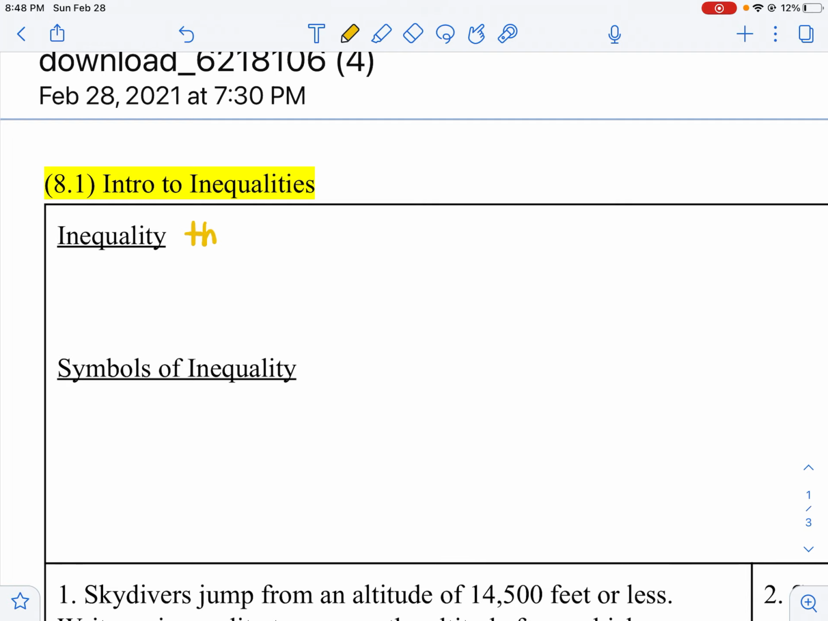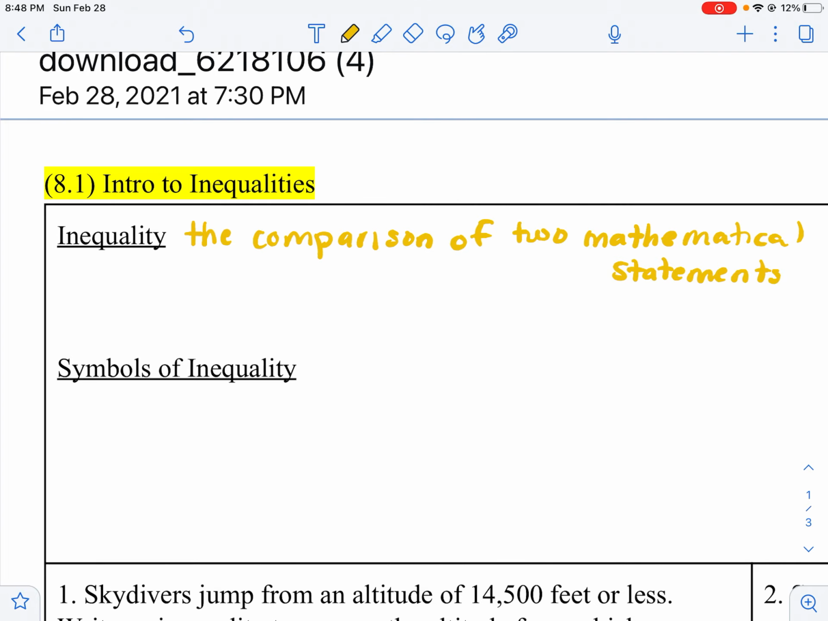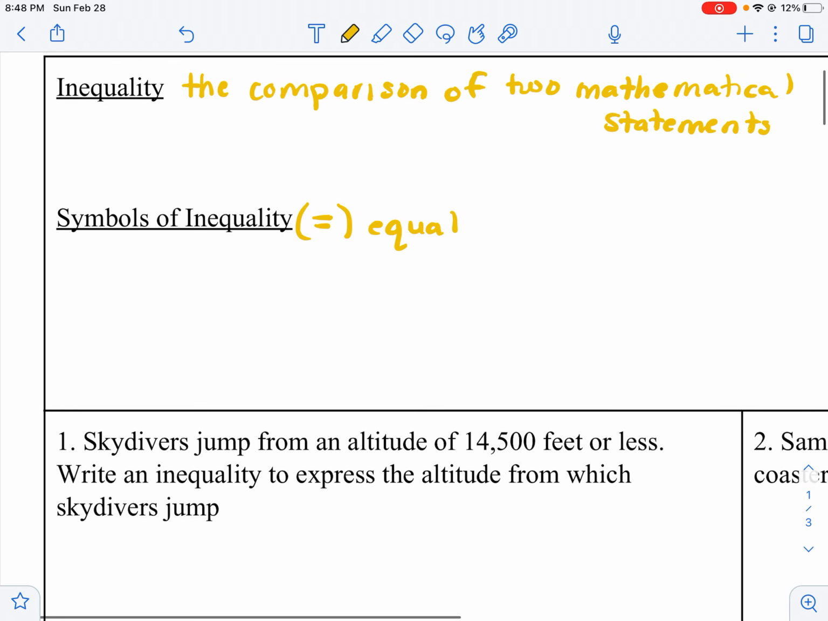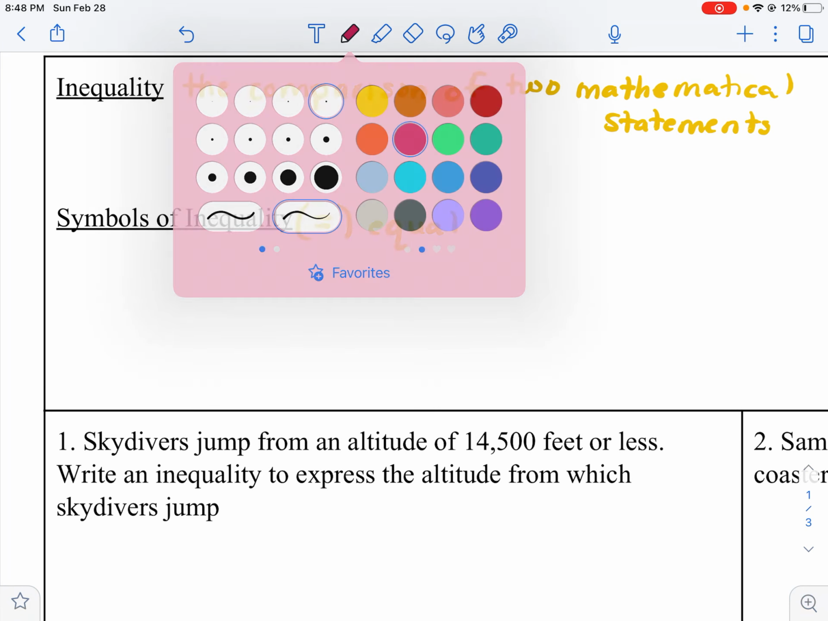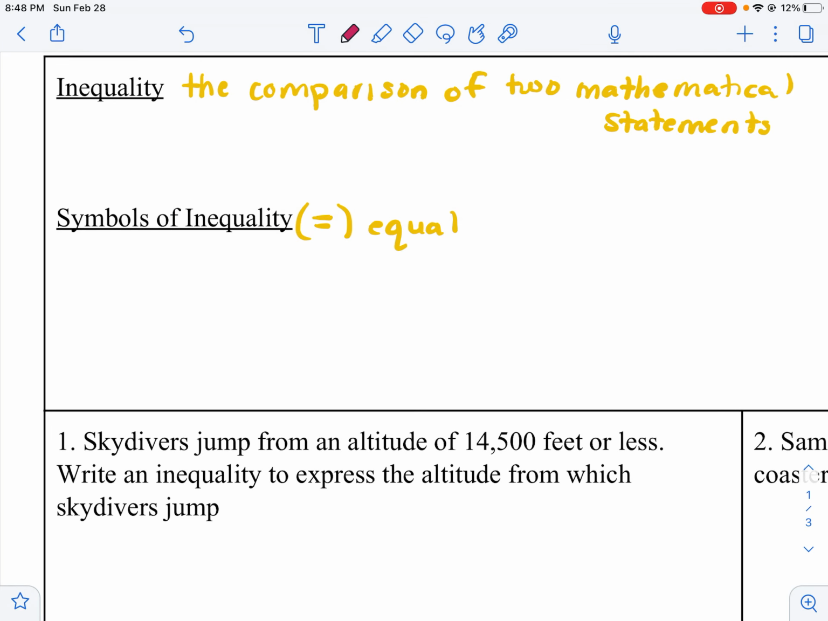An inequality is the comparison of two mathematical statements. And we've done this with equations, where we were comparing both sides. And in that case, we had an equal sign, and we were saying that both sides were equal. We were comparing there as well. But here, it's when they're not necessarily equal.